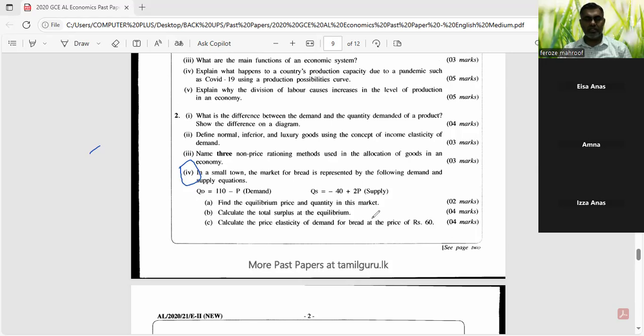Calculate the total surplus at equilibrium. Calculate the price elasticity of demand for bread at the price of ₹20. Now we will do this question and I'm going to include some more parts also. So first of all, equilibrium price and quantity. Can you find the equilibrium price and quantity quickly?